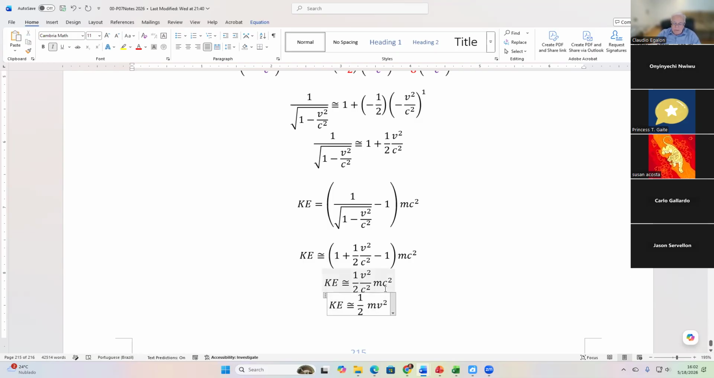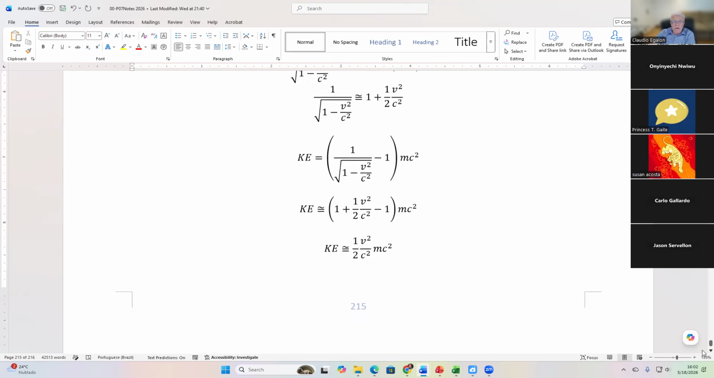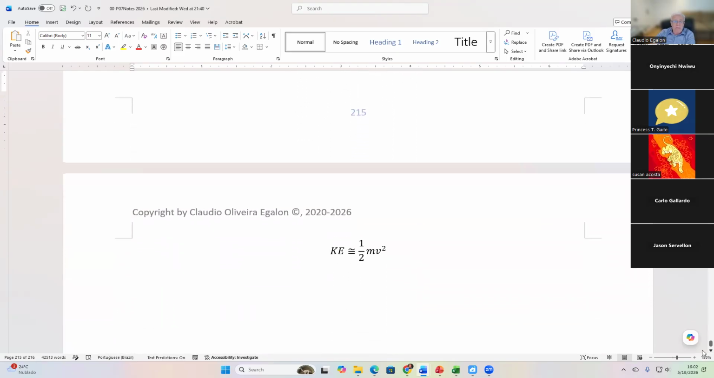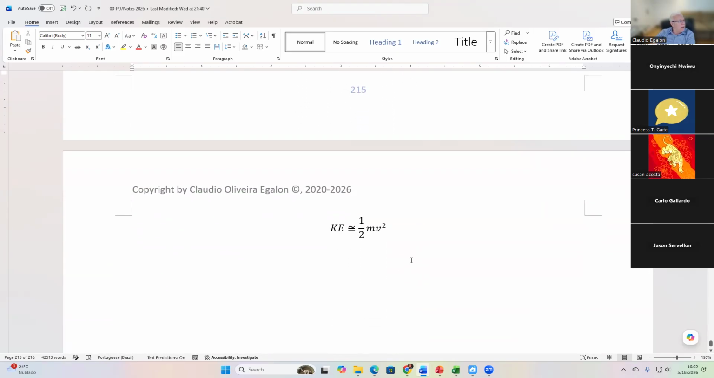These results that you see right here give us confidence that we didn't make any mistakes in our derivation. But then we can go another step. I got the approximation to first order for the kinetic energy, and we got the result for Newton's kinetic energy.